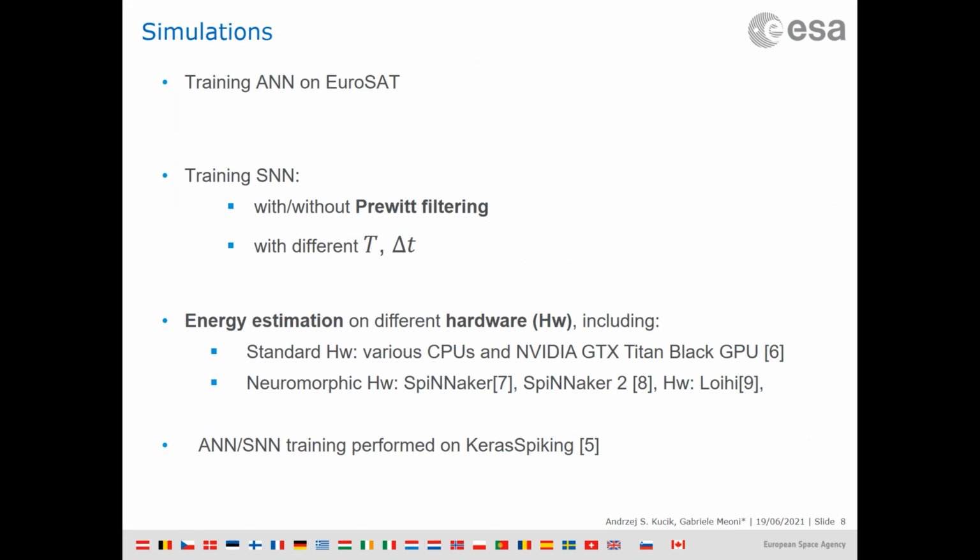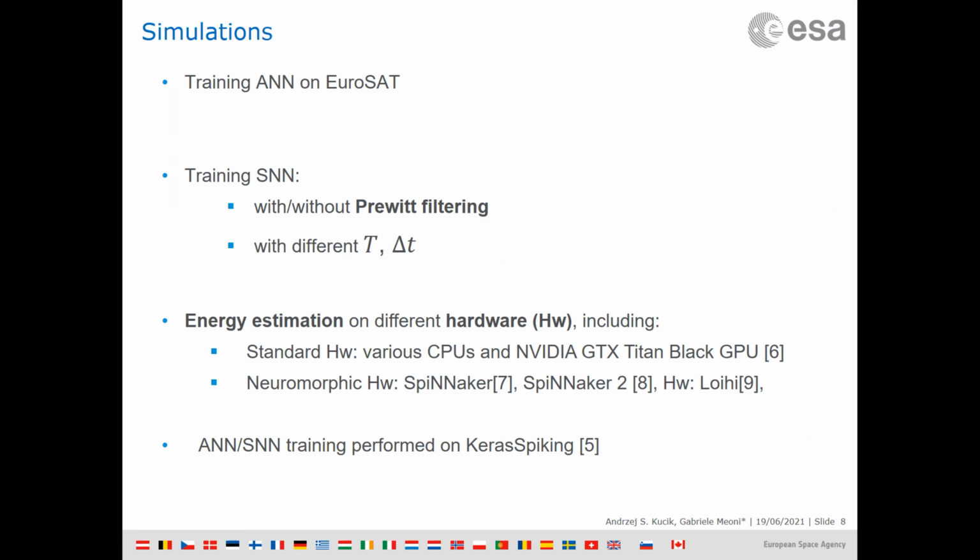Then we train an artificial model on EuroSAT. We train different spiking models with and without Prewitt filtering, and with different timestamps and timestamp width. And we perform the energy estimation on different hardware, including standard hardware, so various CPUs and GPU, and including different neuromorphic hardware, including SpiNNaker 1 and 2 processors and the Loihi.